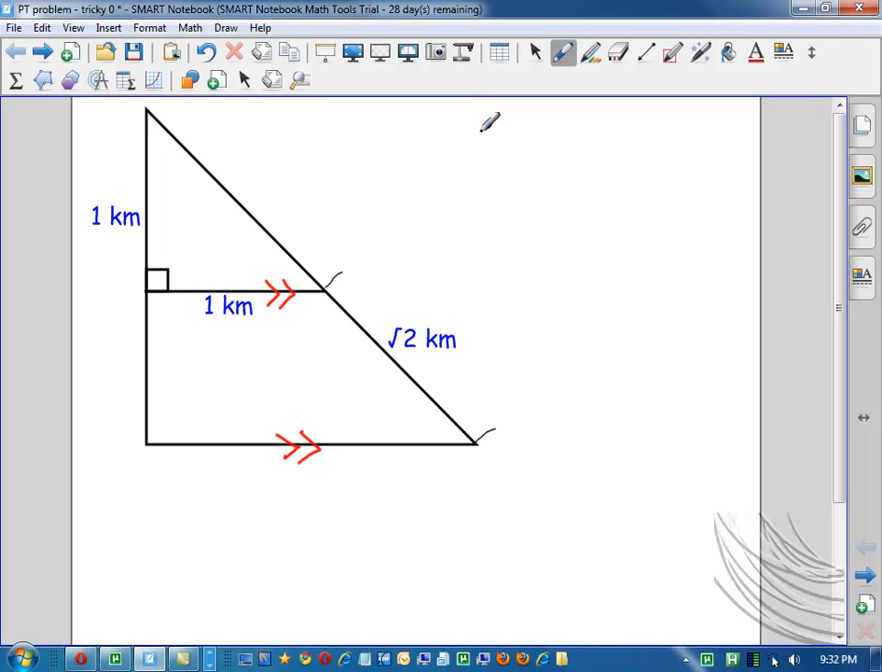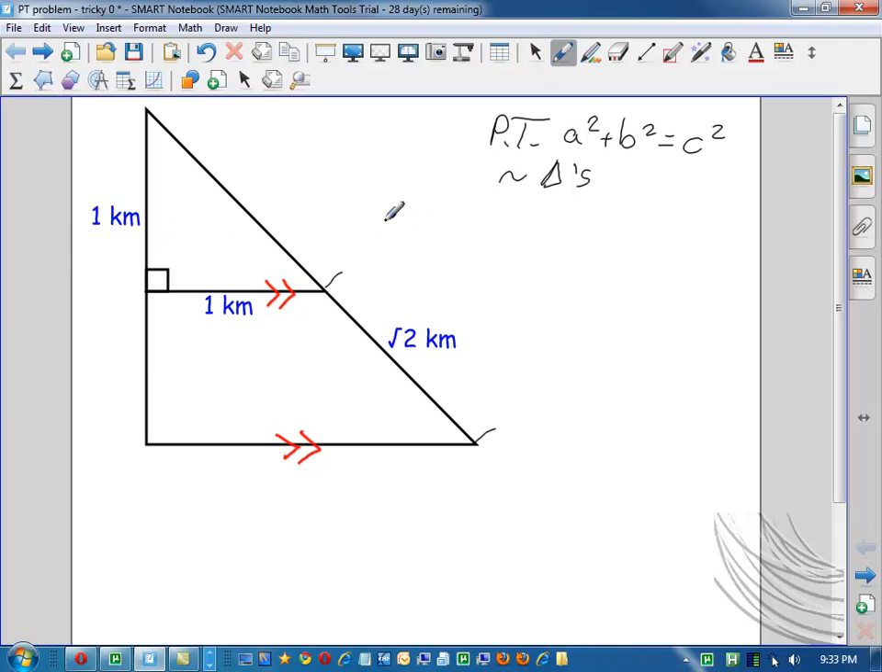The first one being the Pythagorean theorem, PT as I call it. A squared plus b squared equals c squared. The other idea we're bringing together is the idea of similar triangles. So, let's get started here.